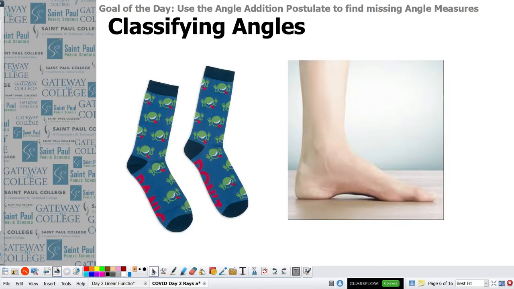Mr. Larson's $1 million idea: they make socks with a big angle, an obtuse angle, but your foot is 90 degrees. So I think they should make socks at 90 degrees to make them extra comfortable. That's a Mr. Larson $1 million idea. Feel free to run with it.